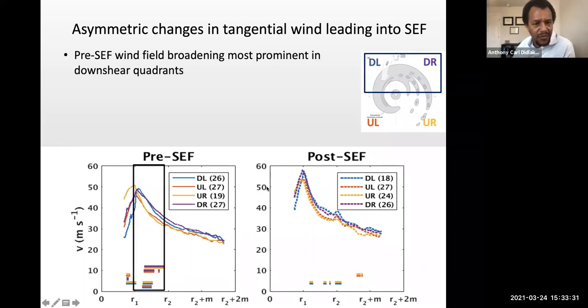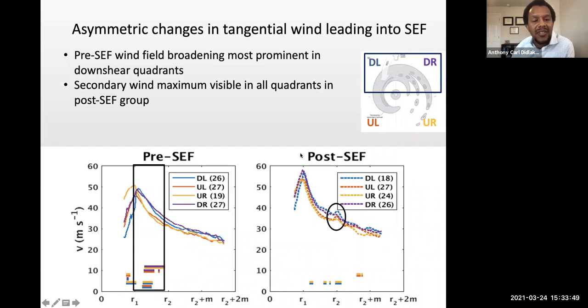So in the pre-SCF wind field, we saw that the broadening of the wind field was most prominent in the downshear quadrants. Here you can see this downshear right and downshear left as clearly stronger than the upshear quadrants. Now, if we look at the post-SCF, you can see that the secondary wind maximum is visible in all four quadrants in this post-SCF group. The pre-SCF group doesn't have that clear secondary wind maximum. That's just by definition of how we defined our two different groups.